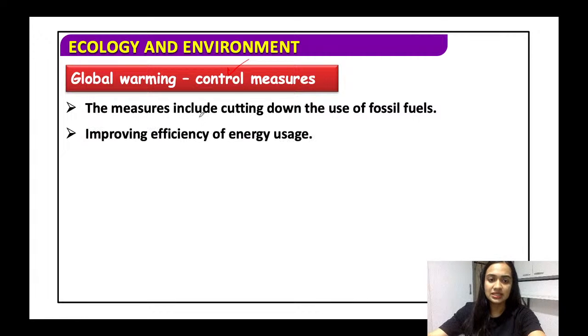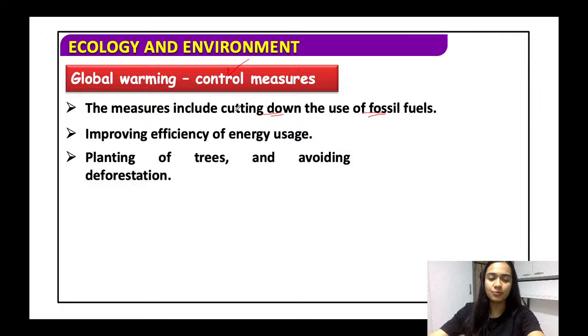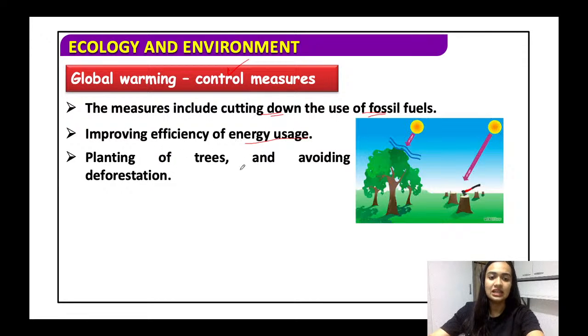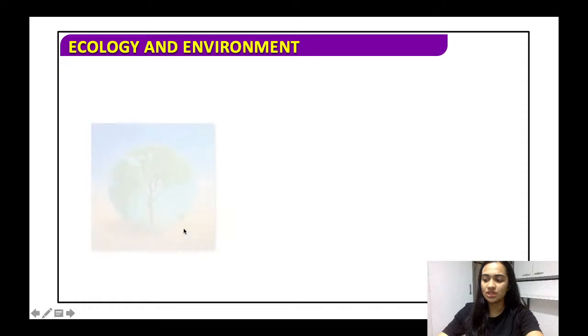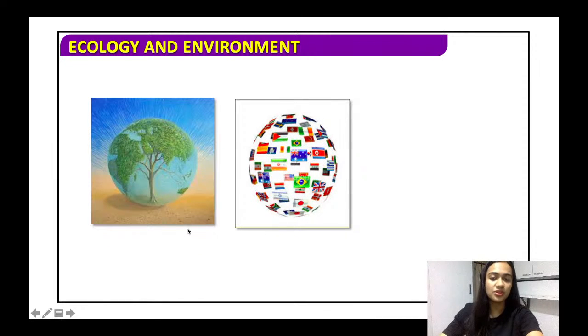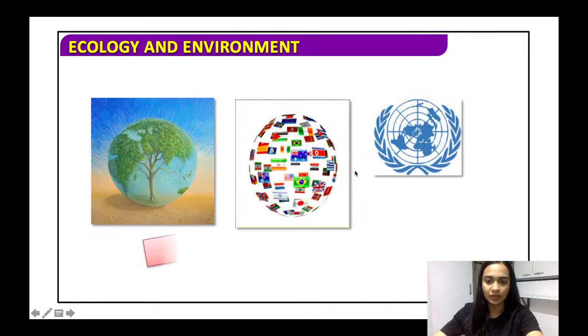So measures basically include the cutting down of your fossil fuels. ठीक है, एक proper way में burn किया जाना चाहिए. Improving efficiency of energy usage, be it automobile, any factory, energy has to be used wisely. Deforestation को avoid करना है, and we should promote afforestation. Slowing down of the growth of human population. So we need to keep a check on population also. More the population, more development will lead to more increase in the pollution, which will lead to global warming.